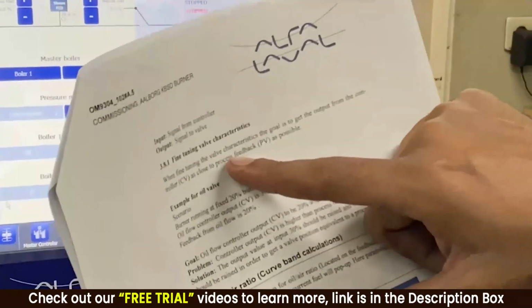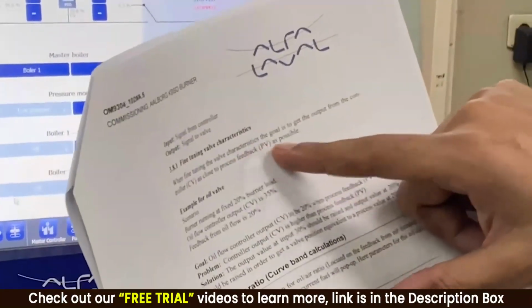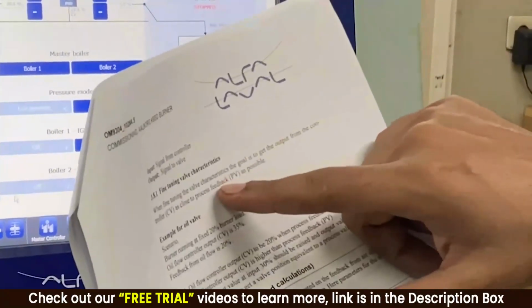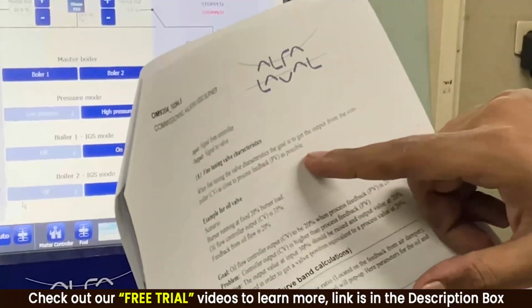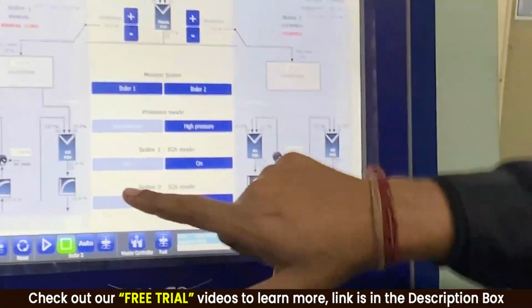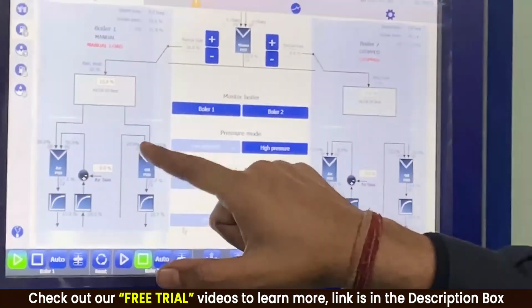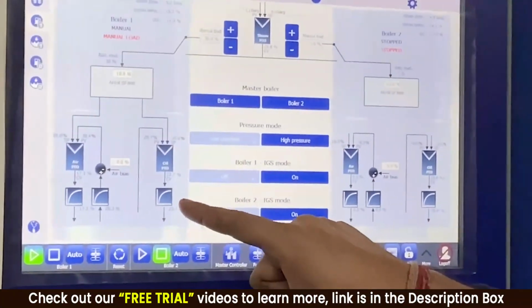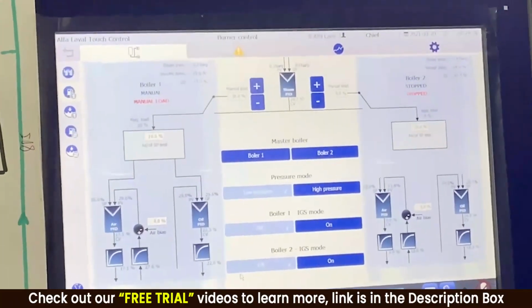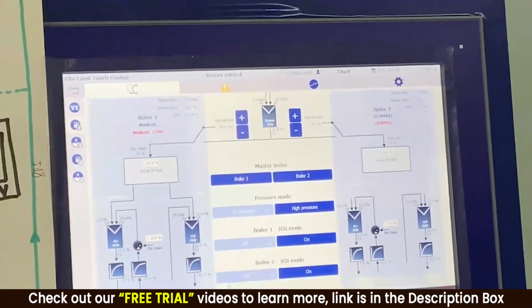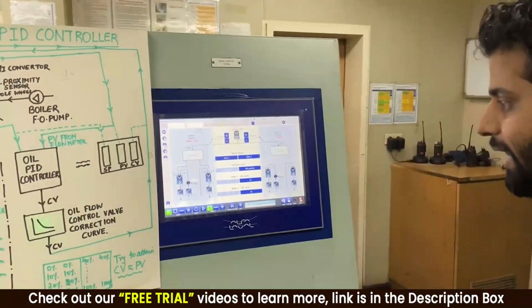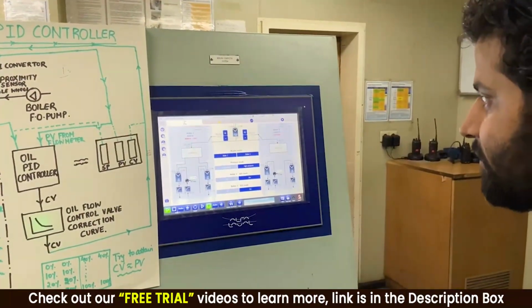When fine tuning the valve characteristics, the goal is to get the output from the controller, that is CV, as close to the PV value as possible. So what that means is that right now my PV is 29.9. By this correction curve, I should aim my CV also to be 29.9 approximately. That is what this correction curve is all about. I hope you got my point, guys. Now let me show you another thing over here.